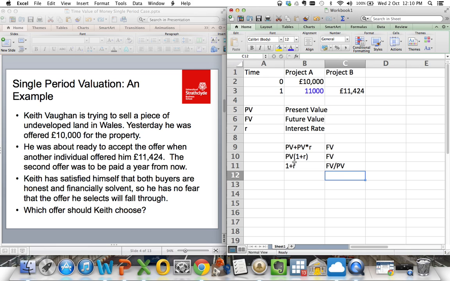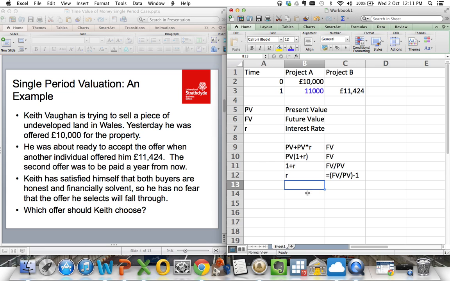See what I've done? I've just divided both sides by PV. So then R is equal to FV divided by PV minus 1. Oops, what have I done here? Okay. I've just put a little apostrophe up there, if you want to show this, and you'll be able to get that.